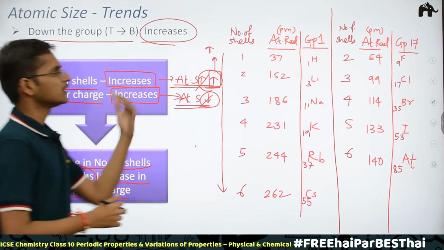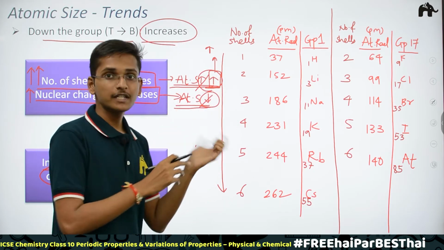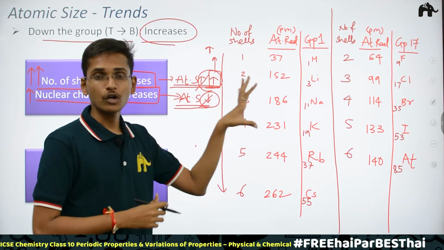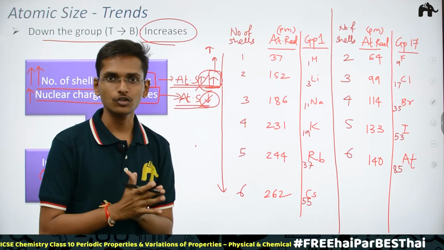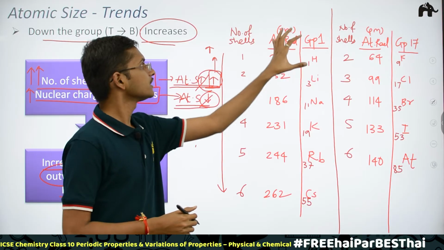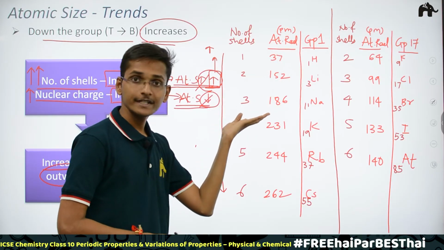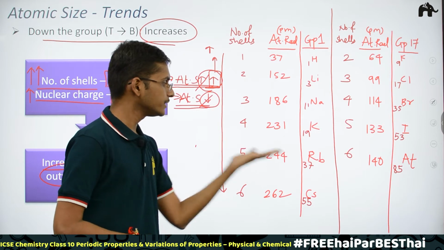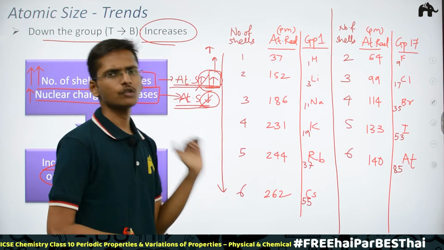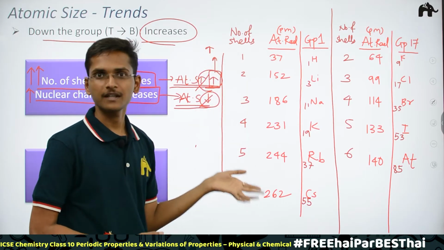Now let's just confirm it with the experimental data, what we found out when we actually measured the atomic sizes of these elements. Hydrogen had atomic radius in picometers as 37. Lithium had 152, sodium had 186, potassium 231, rubidium 244, and cesium 262. Now you could definitely figure out, yes, the atomic size is increasing, right?